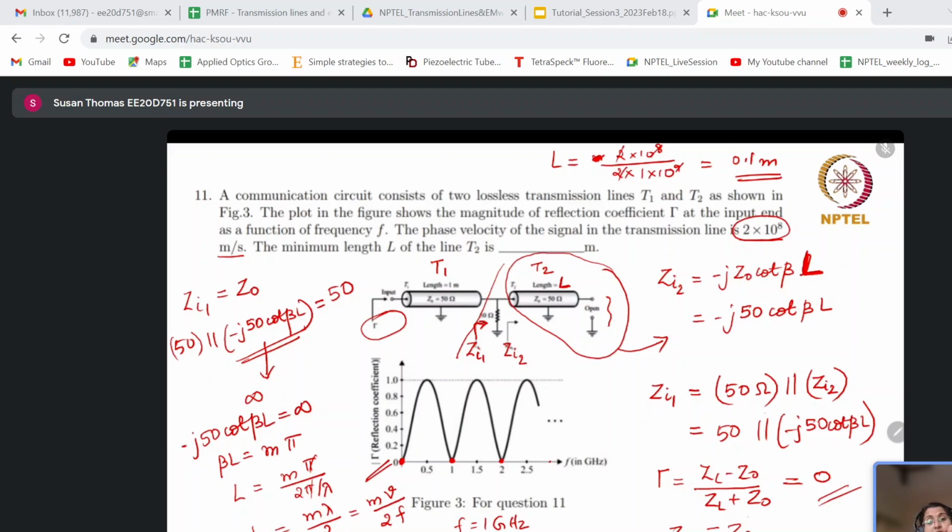So this will be the minimum length of the transmission line T2 for which the input reflection coefficient at those frequencies becomes zero. So the minimum length is 0.1 meters.